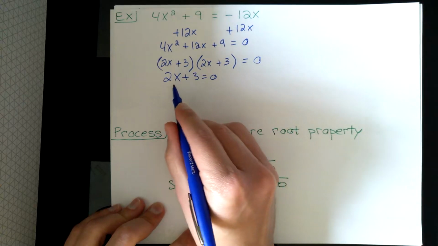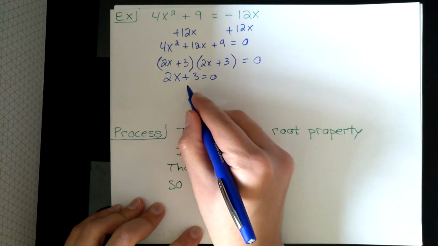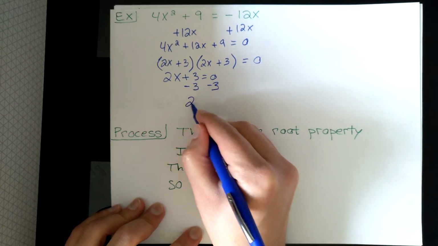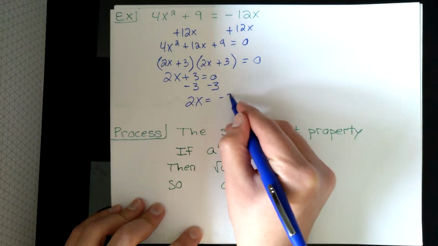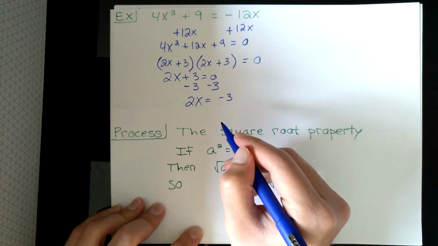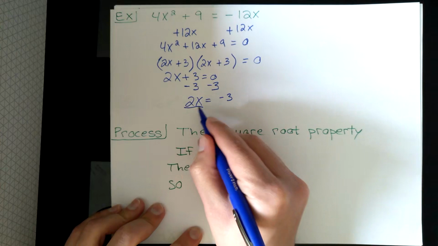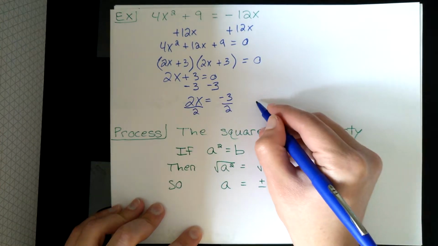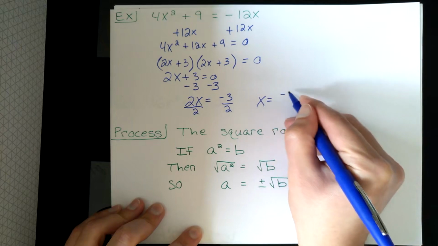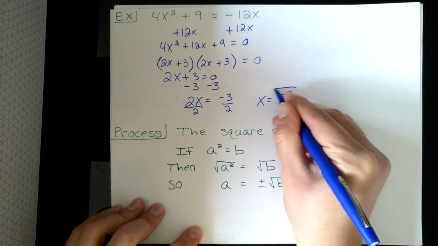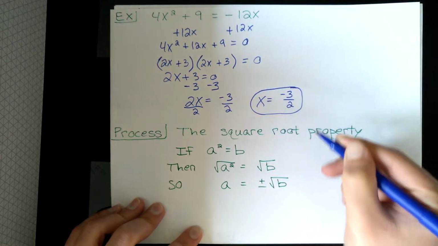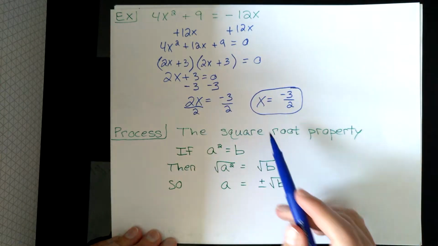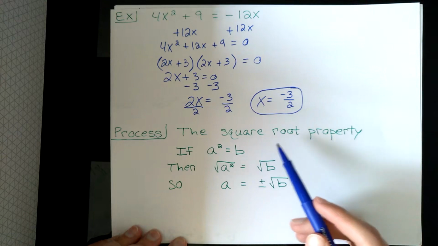So we're just going to solve 2x plus 3 equals 0 one time by subtracting 3 from each side to get 2x equals negative 3. And then we're going to divide each side by 2 to get x alone, which gives us x equals negative 3 halves. And that is our answer. Again, you could check it in the original problem to make sure it works out, and it will.